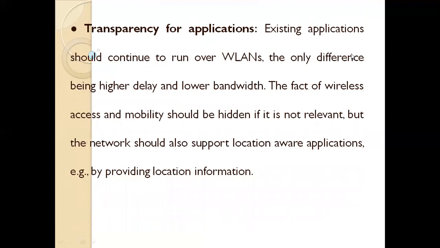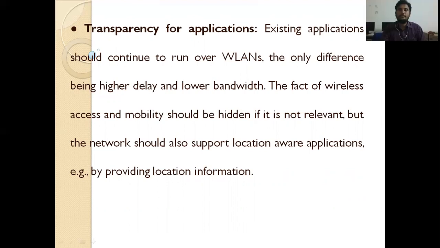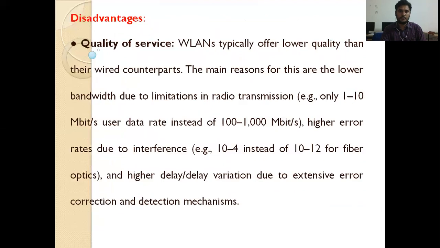And next, transparency for applications. The existing applications should continue to run over wireless LANs, the only difference being a higher delay and lower bandwidth. The fact of wireless access and mobility should be hidden if it is not relevant, but the network should also support location-aware applications, for example by providing location information. So transparency is not good when compared with wired. So these are the advantages and disadvantages of the wireless LAN.